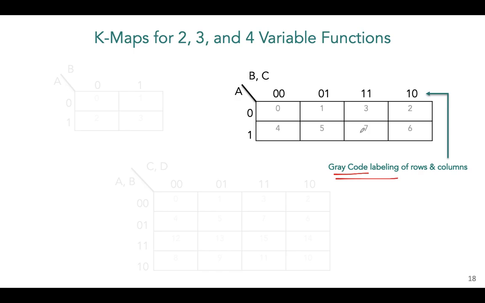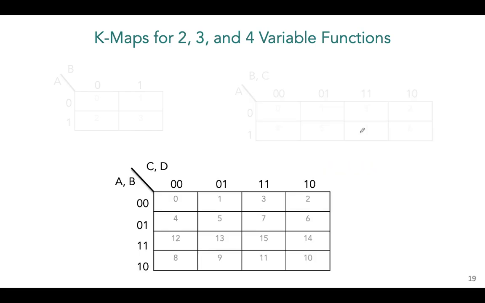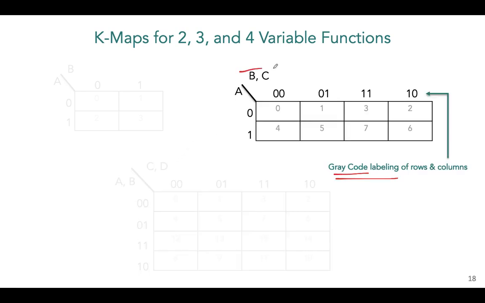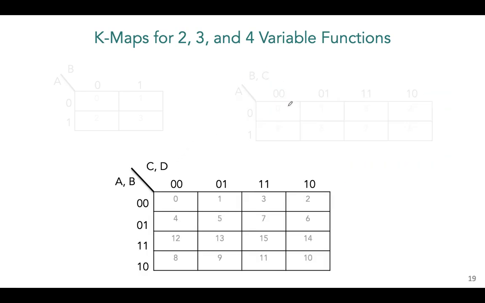Now what happens in case of 4 variables? What if our equation had 4 variables, A, B, C and D? So the resultant K-map looks something like this. We have A and B on one side of this map, C and D on the other side of this map. Again, the labeling goes 0, 0, 0, 1, 1, 1, 1, 0, just like we did in case of the 3 variable K-map.